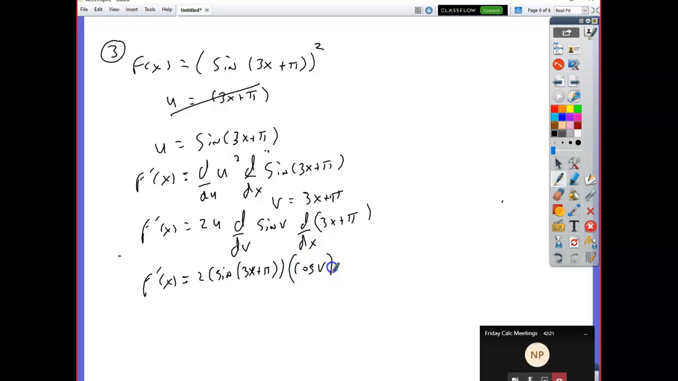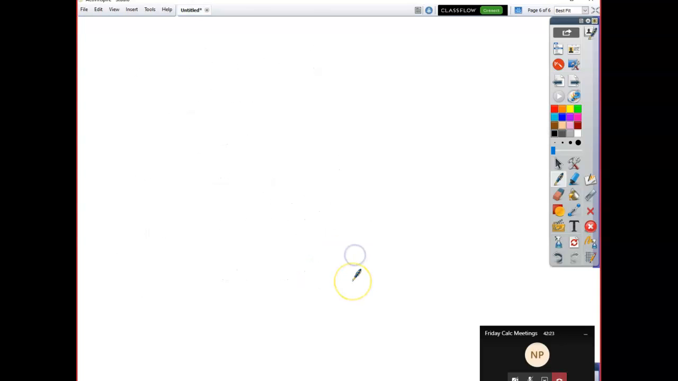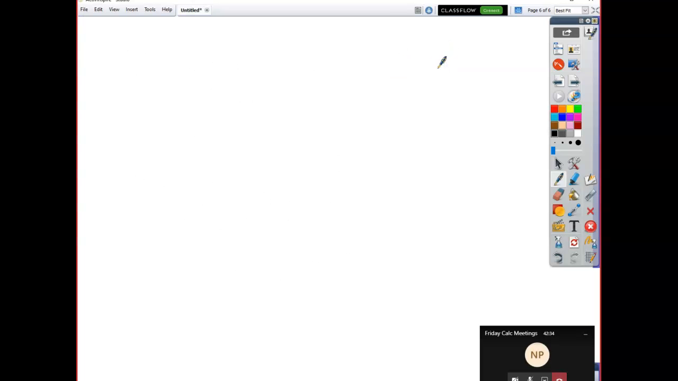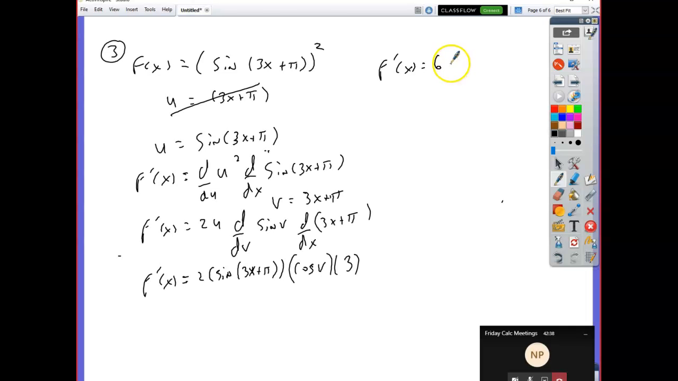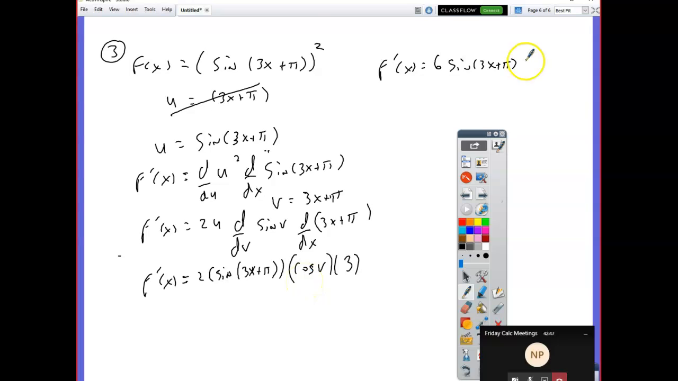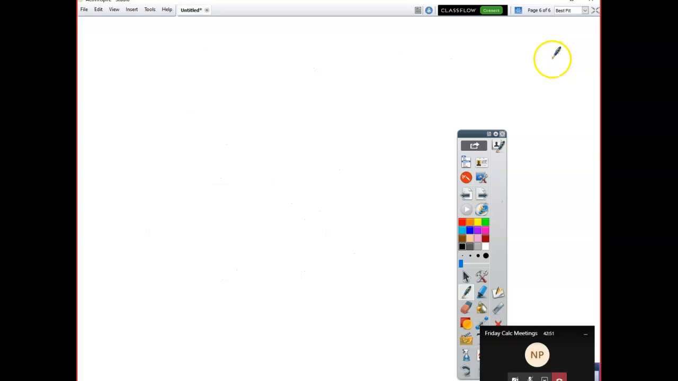Yes. Times derivative of this, which you already told me is 3. Okay. Woohoo! I got a 3 back here, a 2 out in front. The derivative would therefore be 6. Can I move the 3 out there? Is that okay with you? And then I'm going to go sine 3x plus pi times cosine v. Oh, what's v? 3x plus pi.